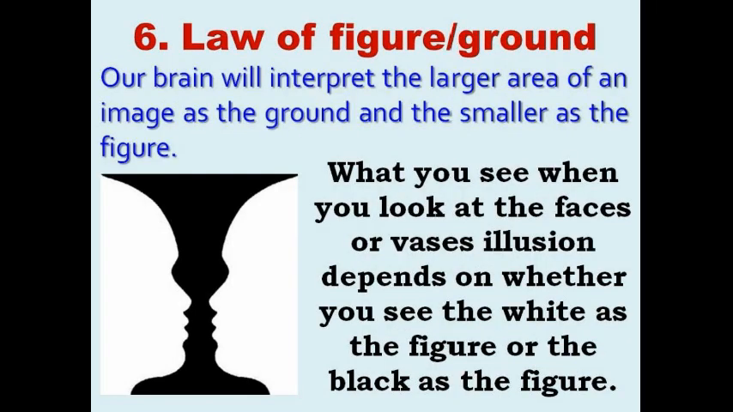The law of figure or ground states that our brain will interpret the larger area of an image as the ground and the smaller as the figure. In the image, lighter and darker colors can influence what is viewed as the figure and what is viewed as the ground.